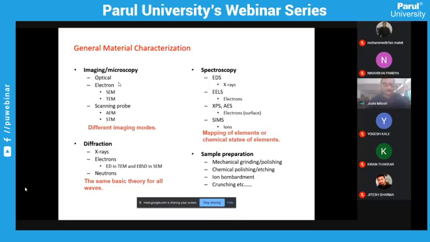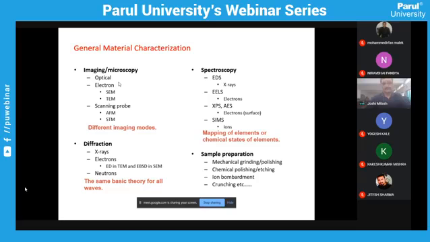Diffraction, again, I can say diffraction is done by using X-rays, electrons, and neutrons. They all have different properties. They all behave as a wave, and they all give you different information, and they are used for different purposes.